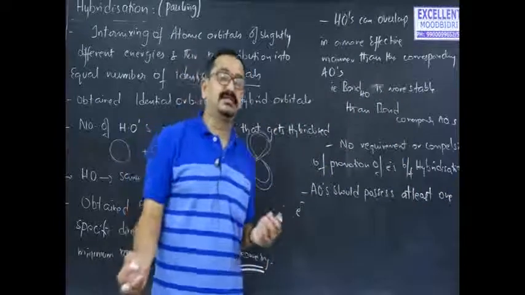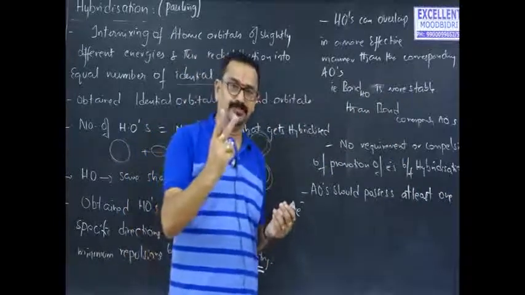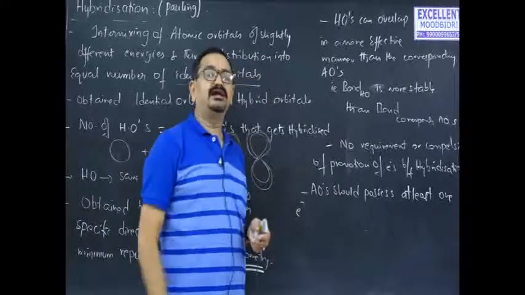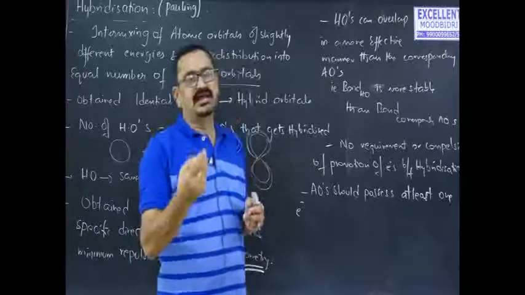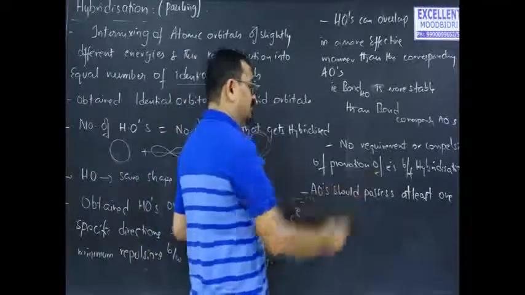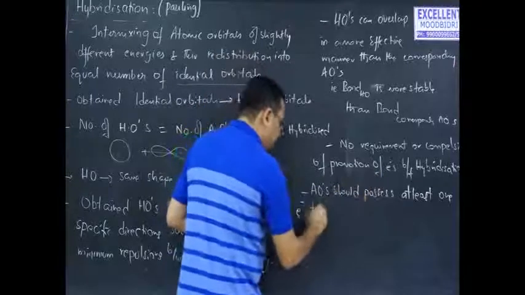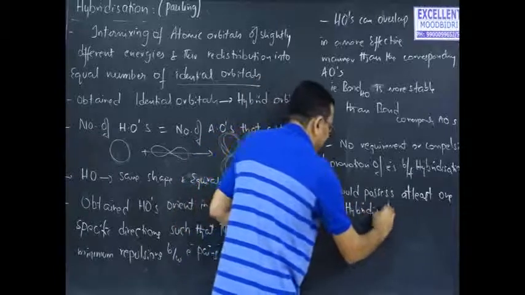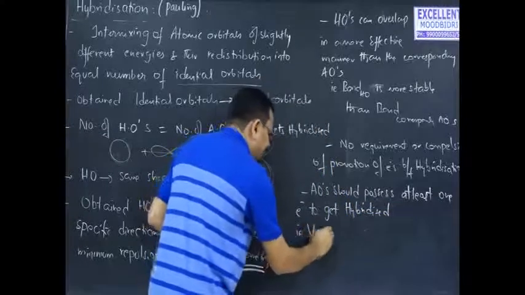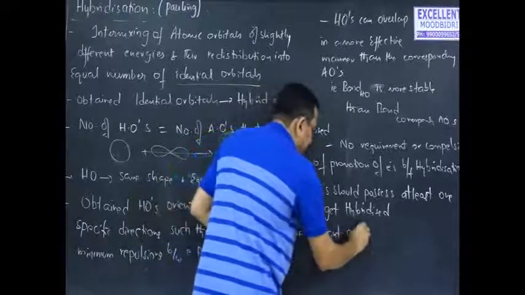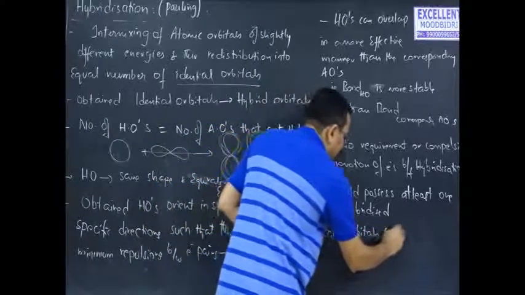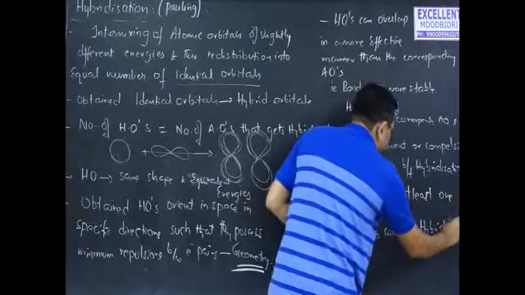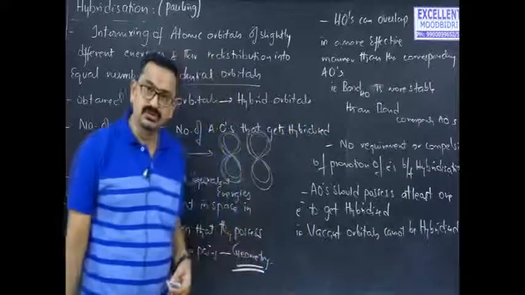What's the maximum capacity of an atomic orbital? 2. So at least one electron means, to get hybridized, it should be occupied by electrons, either one electron or an electron pair also. An atomic orbital should possess at least one electron to get hybridized. That is, vacant orbitals cannot be hybridized. This is the point we have to remember.